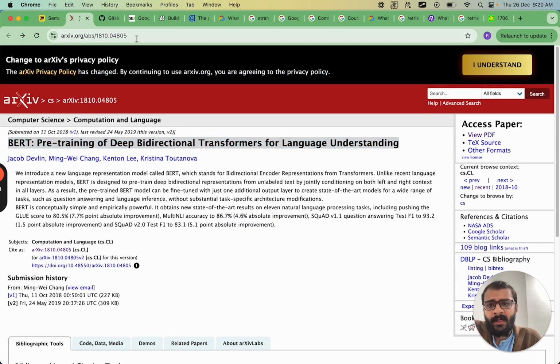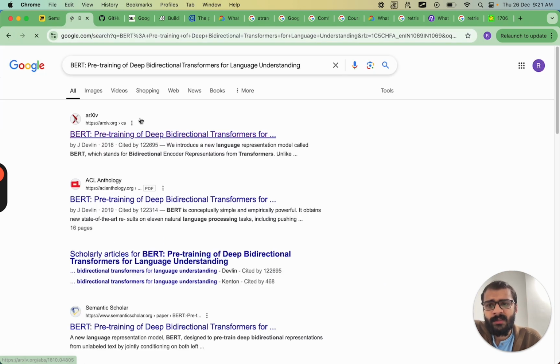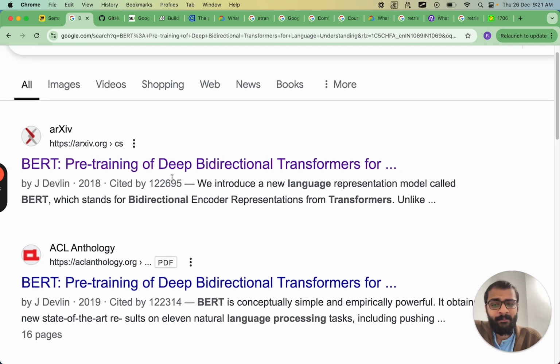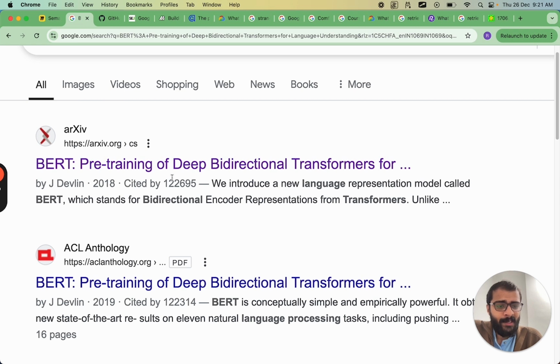It's called Pre-Training of Deep Bidirectional Transformers. It's cited by more than 100,000 people, more than 122,000 people. This is a direct indication of how useful this algorithm is.